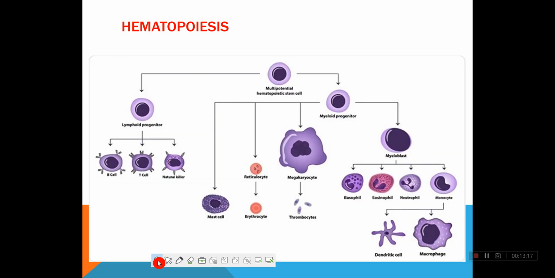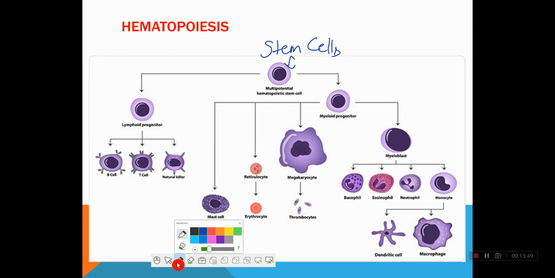Moving on. Now let's discuss how the hematopoietic stem cell gives rise to the different components of the blood cells. This is how different blood cells are formed. So here you can see, I would like to add this point.